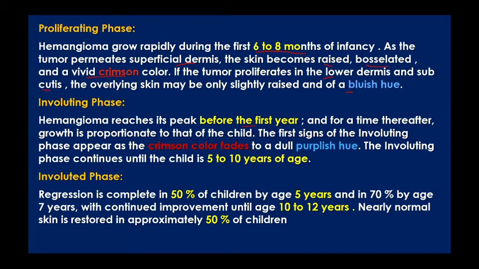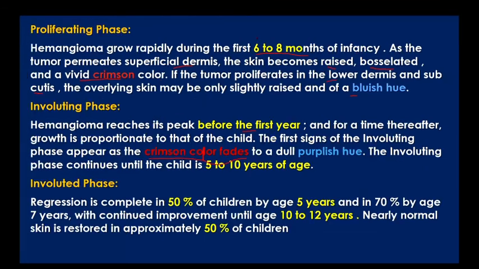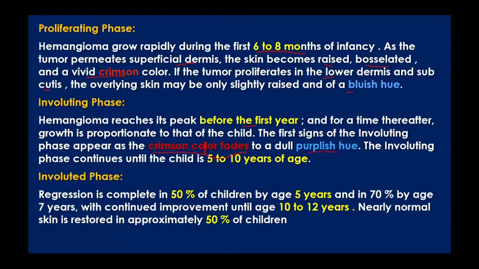So the sign of involuting: the crimson color fades, it decreases and the color changes, and the purplish blue hue also lightens. This continues up to 5 to 10 years. After the first year the color starts to decrease and fade.